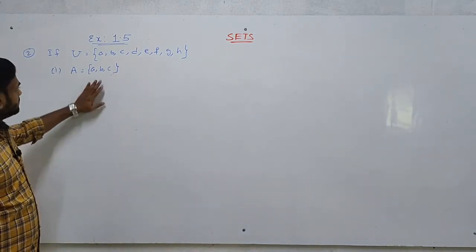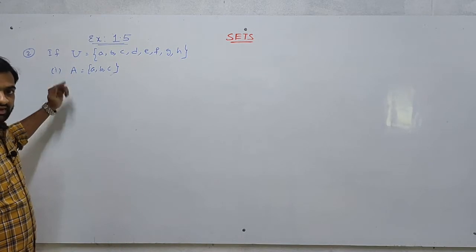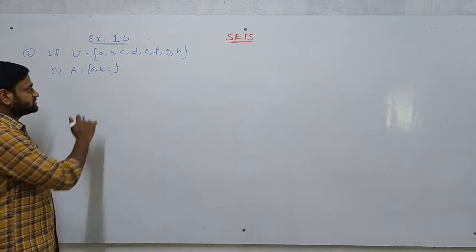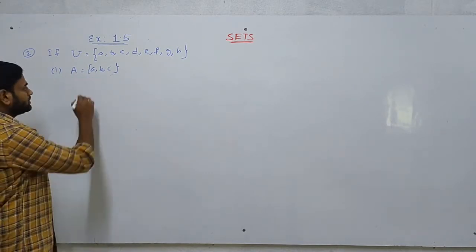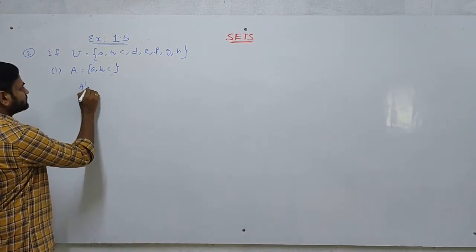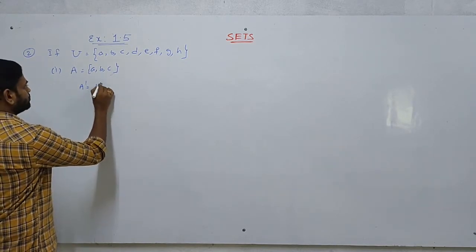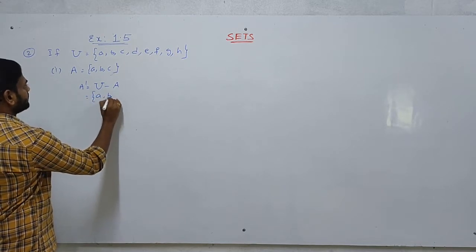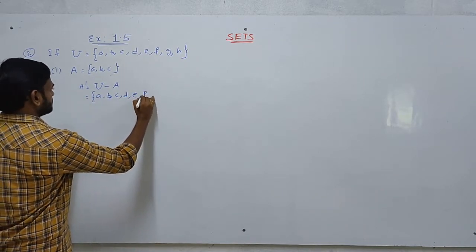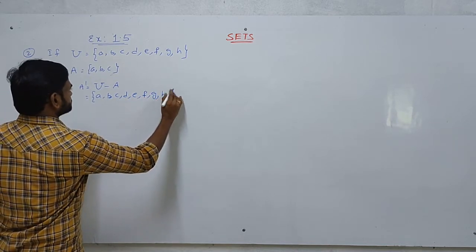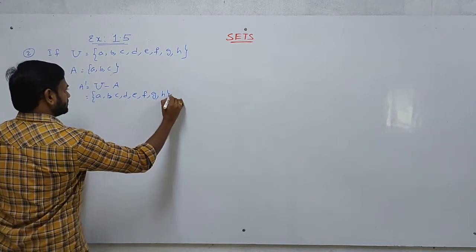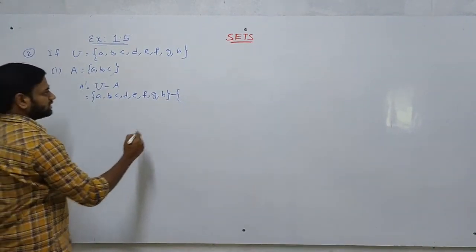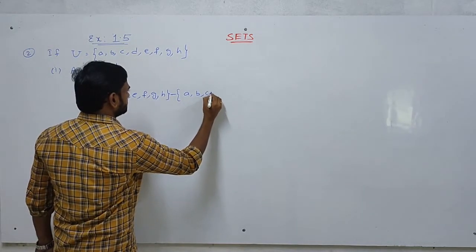Now here, the complement of A is A dash. That one we have to find. We have to find complements of the given sets. So the first set is capital A. The complement of this one, A dash, is u minus A. So what is u? U is A, B, C, D, E, F, G, H. That's it. Minus, what is A? A is A comma B comma C.